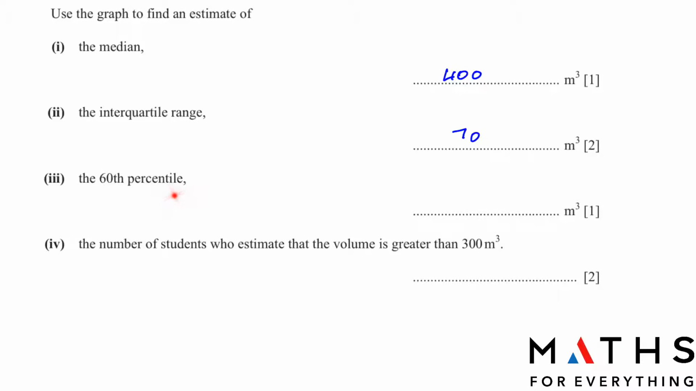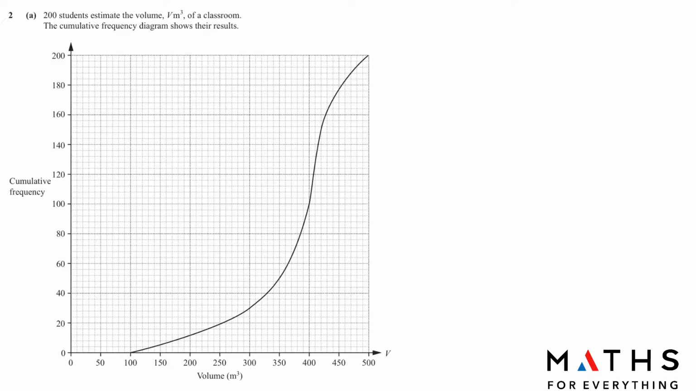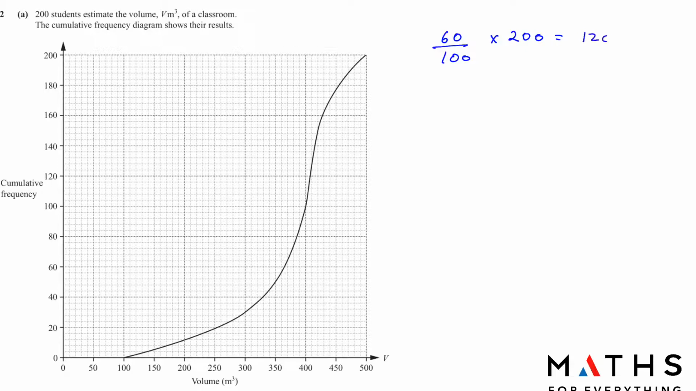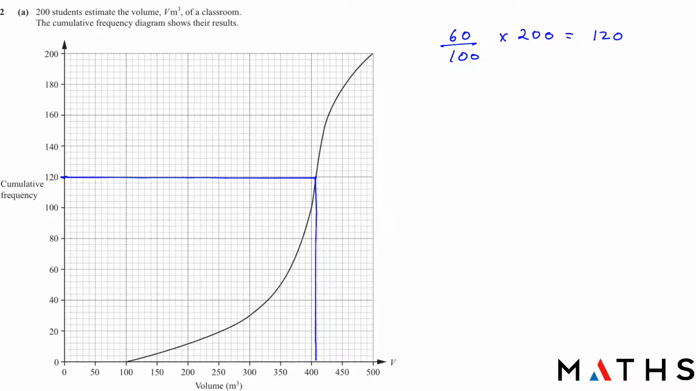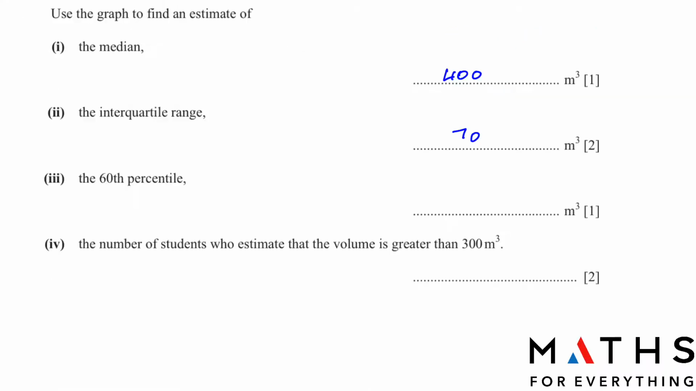Now we have to find the 60th percentile. To find the 60th percentile, we find 60% of the frequency. This will again give the position on the cumulative frequency. This will give us 120. Now from 120, which is here, we are going to cut the graph, and we can see that the answer is 410 on the x-axis. If you write the answer anywhere between 405 to 410, that will be accepted.